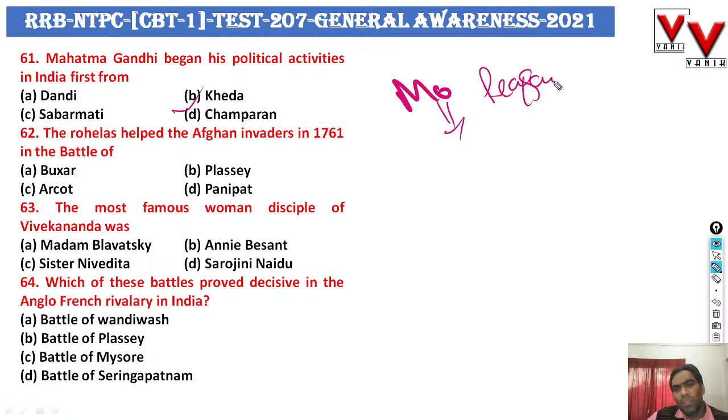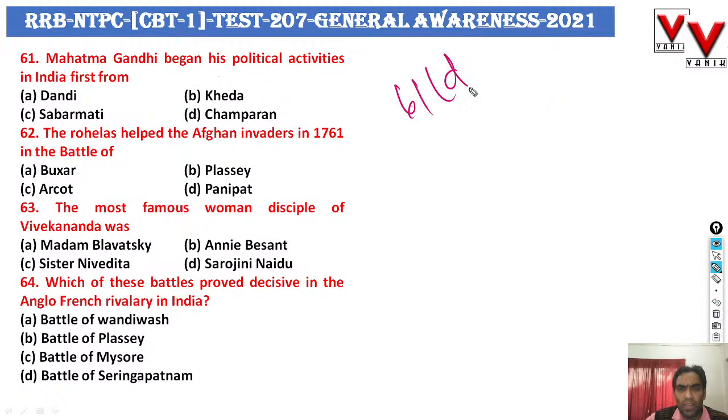That Champaran movement was against the taxes. So the right answer for 61 is D only.